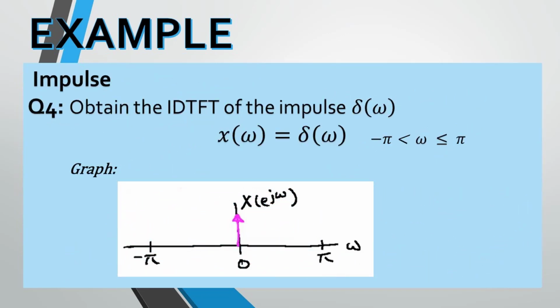Let's have our fourth example on the frequency domain, which is an impulse. Obtain the IDTFT of the impulse function delta of omega within the interval negative pi to pi. To sketch, we get impulse at 0.